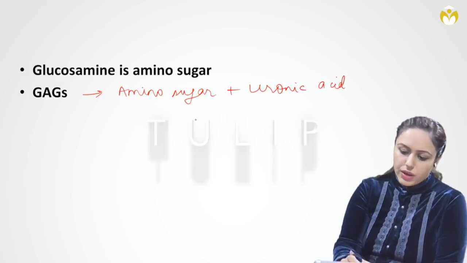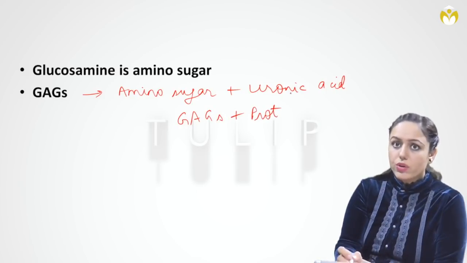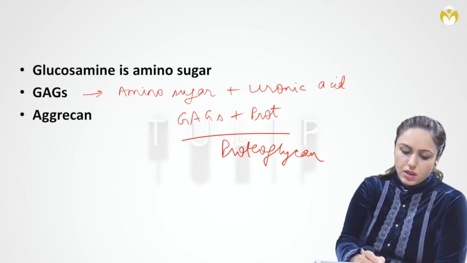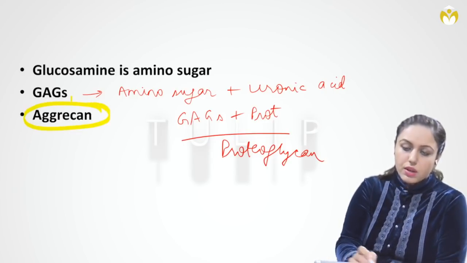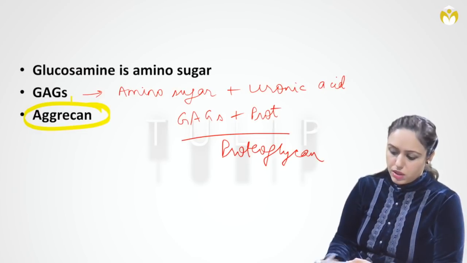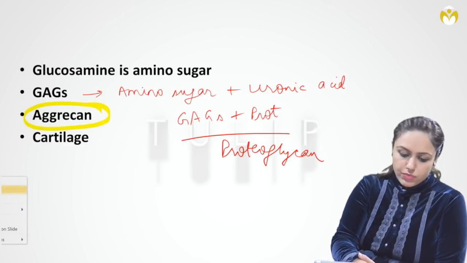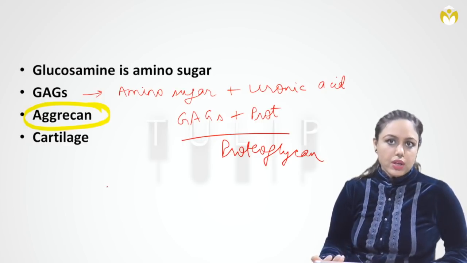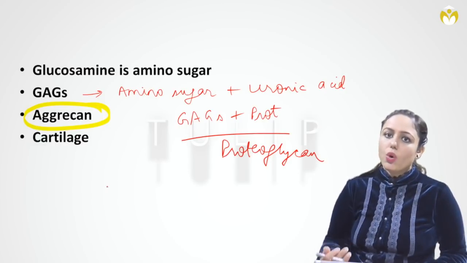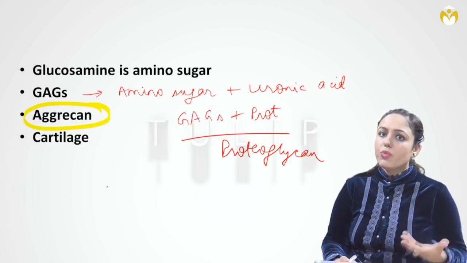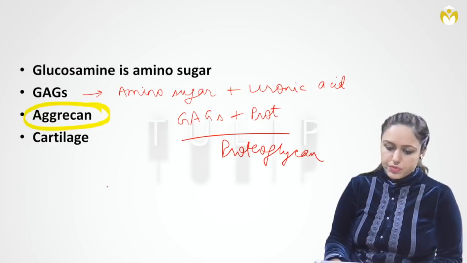And GAGs combine with proteins. These linear chains of amino sugar and uronic acid combine with proteins, making proteoglycans. A very important proteoglycan present in cartilage is aggrecan. Aggrecan is the major proteoglycan in cartilage. So it requires this glucosamine, and therefore it is very common that people use glucosamine along with chondroitin sulfate for arthritis, for relieving the pain in these patients, and for improving the joint functions, right?